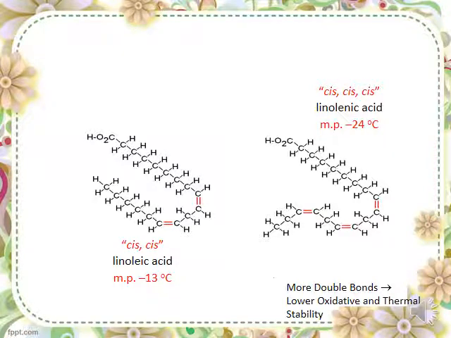So here is another two unsaturated fatty acids. Here linoleic acid has 2 double bonds, linolenic acid has 3 double bonds. Look at the melting point value. As the double bond increases in number, the melting point, on the other hand, will decrease. So here we'll have negative 13 degrees Celsius. 3 double bonds will reduce it further to negative 24 degrees Celsius.